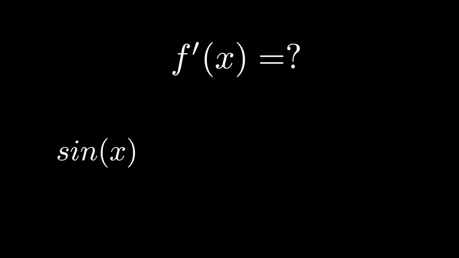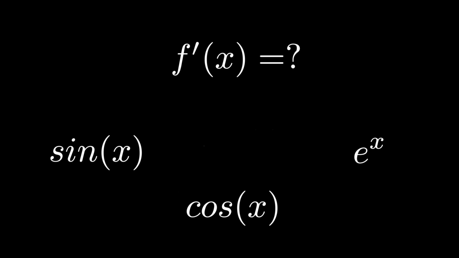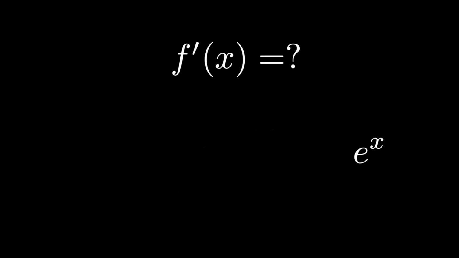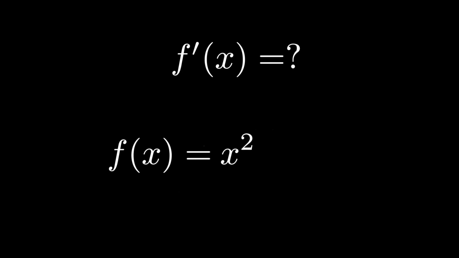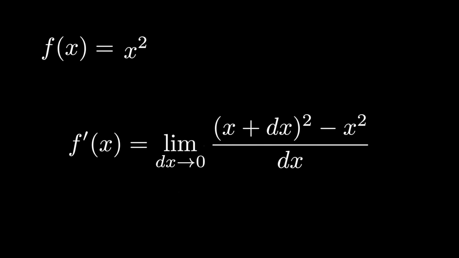We now need to find the derivatives for sine of x, cosine of x, and e to the x. First of all, let's try this with an easier function to get a feel for how this will work, by finding the derivative of the simple parabola x squared. Therefore, f of x is x squared, so f prime of x is this.